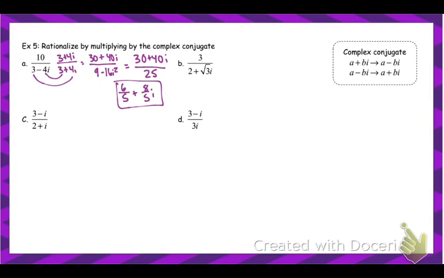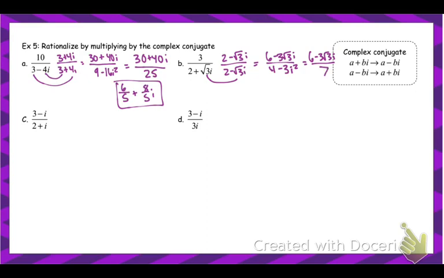All right, let's look at b. So the complex conjugate would be 2 minus root 3i. FOIL at the top, or distribute the top, really. Then at the bottom, that would become 4. The middles would cancel because we're creating a difference of squares. And then this would become minus root 3 times root 3 would be 3i squared. 3i squared becomes plus 3. So that becomes 4 plus 3, which is 7.